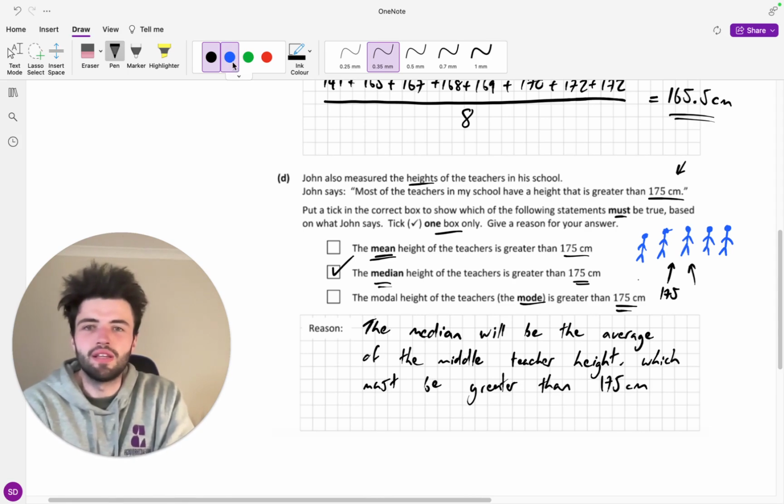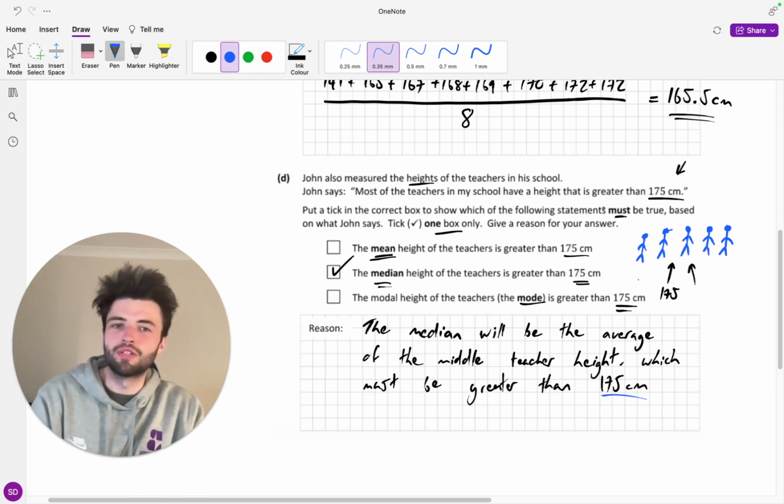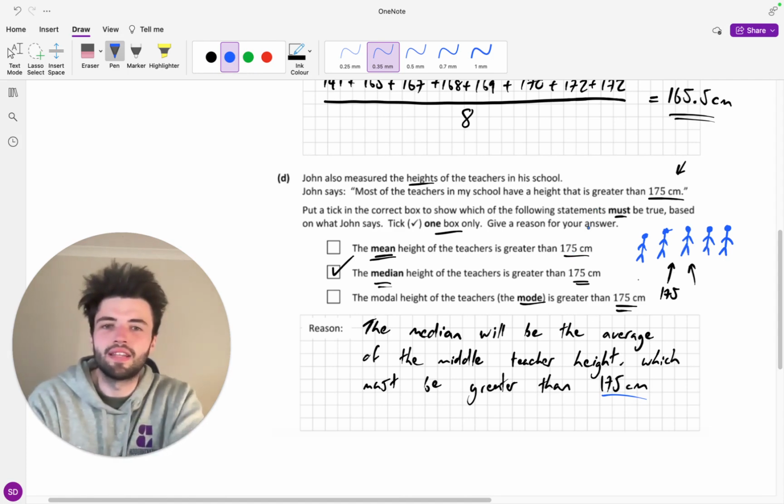And so this is the reason I give, just explaining it in words. But the most important thing is you understand the reasoning behind this, and once you understand that, you're going to be able to explain it okay. But that's going to be it for part D, and that is going to be it for this question.